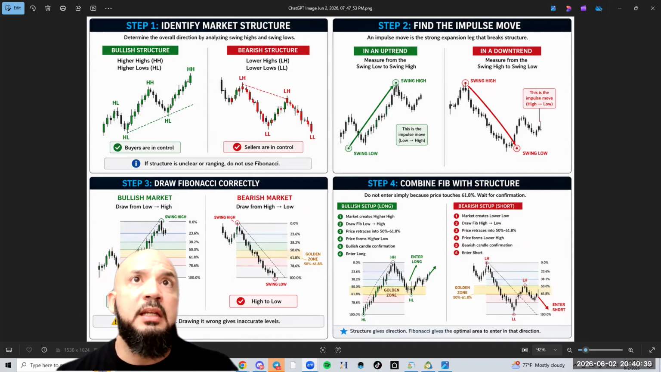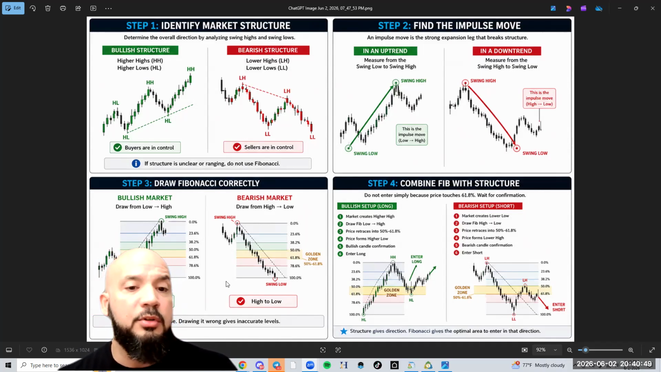So let's get into it before I move to the next one. Does anybody have any questions on how to draw the Fibonacci correctly? We're going to get into the examples on the chart, but from what I was just going over, does anybody need me to repeat anything?